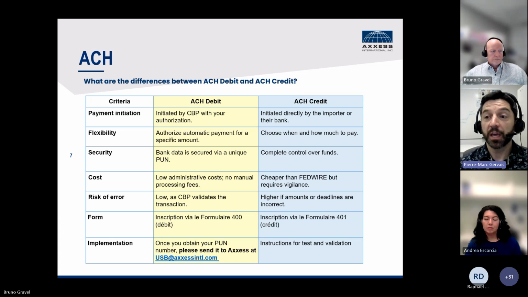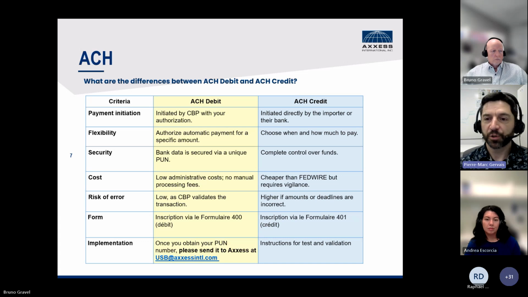that you're submitting on time the right amount that is due to the CBP. But if you go with ACH credit, then the risks are higher because you need to make sure that you submit the correct amount and that you respect all the deadlines. Otherwise, if you submit an incorrect amount, so not enough, or if you miss the deadline, you can be subject to penalties, fines, and also a prohibition from importing into the States if you miss too many payments. So if you use ACH credit, you need to be really, really careful.